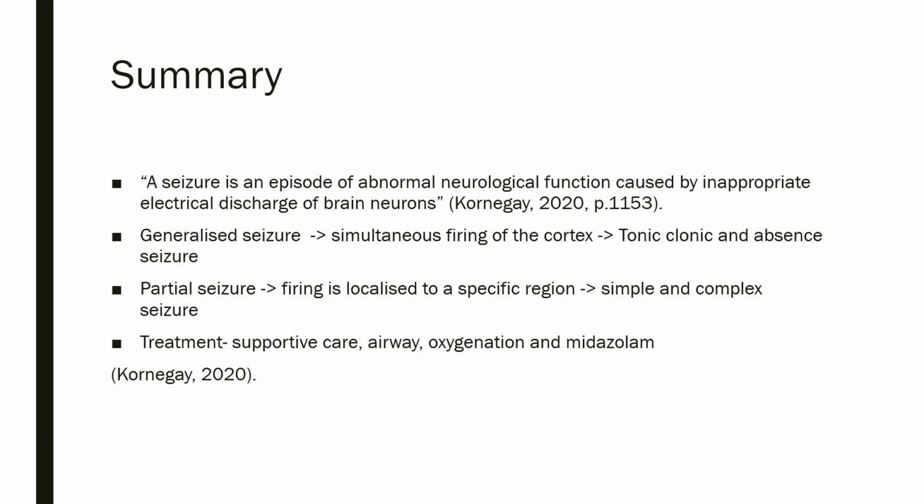Alright, and just a summary. A seizure is an episode of abnormal neurological function caused by inappropriate electrical discharge of brain neurons. Seizures can be classified into two main groups, generalized or partial. Generalized seizures are caused due to simultaneous electrical firing of the entire cerebral cortex, while partial seizures are localized to the specific region of the cerebral cortex.